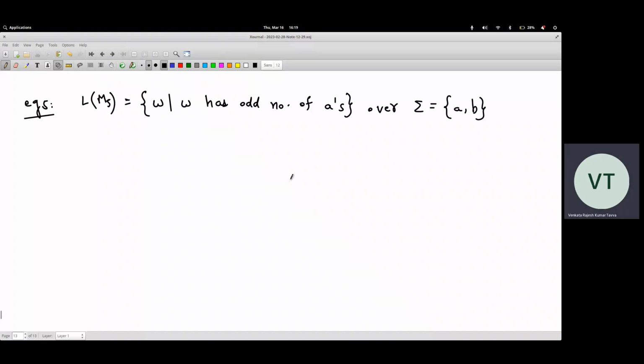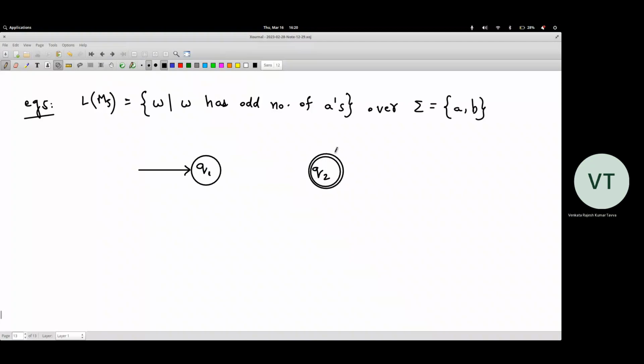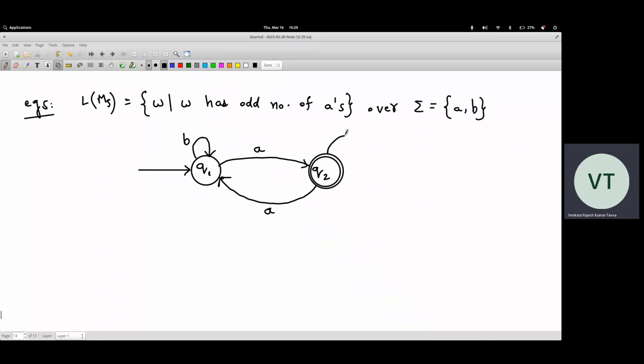Yeah, you tell me. Two states. Okay, so let me say Q1, Q2. Yeah, Q2 is the final state. Okay, self loop on Q1 for B, on A you go to Q2, and again on an A you come back to Q1, right? Is this correct?